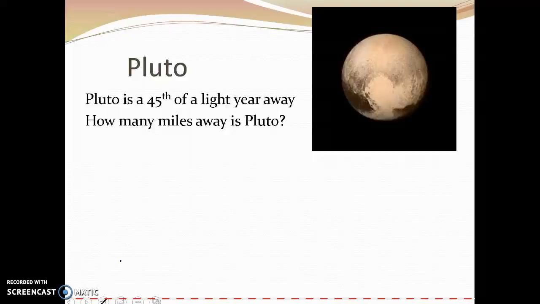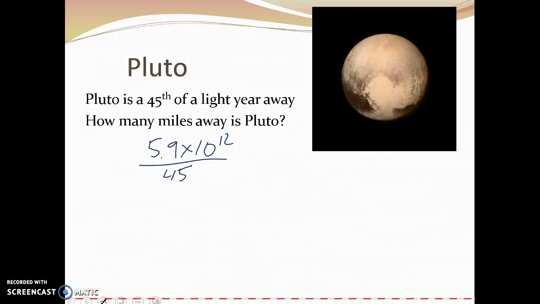Okay, so here we have a planet Pluto, that it's not really a planet anymore, I guess, but it's a 45th of a light year away. So that means we would take a light year, which is 5.9 times 10 to the 12th power, and divide it by 45, and that's how far away Pluto is. Now, Pluto varies because it's orbiting around the sun, and so is the Earth. So its distance from the Earth is varying, but at some point it is this far away from Earth.